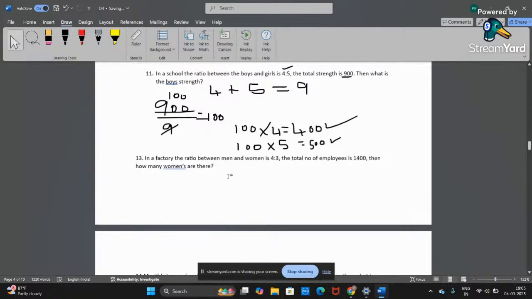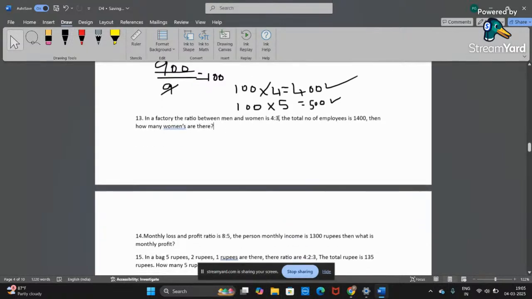This sum is the same as the previous one. Again, here we have to add these two ratios and divide the total number of employees by the sum of the ratio. Then we have to multiply this answer with the ratio. Let's find it out. Adding 4 plus 3, we get 7. So we have to divide 1400 by 7. 7 ones are 7, 7 twos are 14. Right, it is 200.